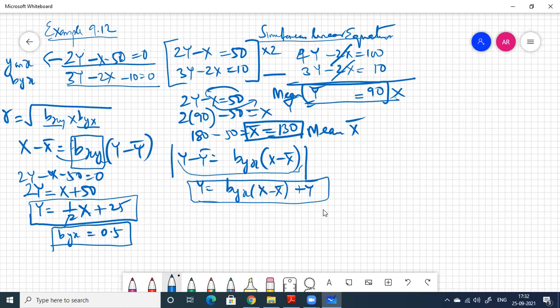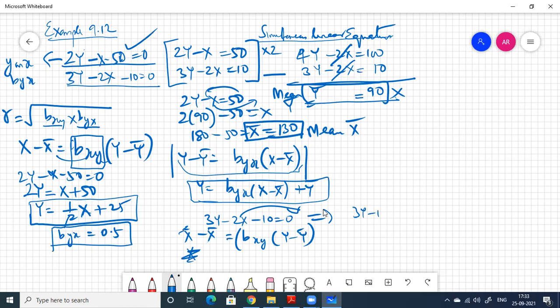The same way, take the other equation. This equation gave b of yx, y on x. The other equation is 3y minus 2x minus 10 equal to 0. Now from this you try to get b of xy, where x minus x bar equals b of xy times (y minus y bar). So you have to get x. Take x to the other side. Then 3y minus 10 is equal to 2x, so 2x equals 3y minus 10.